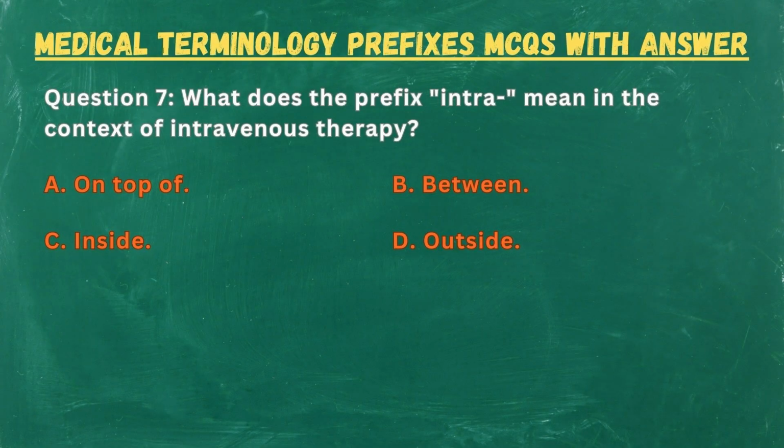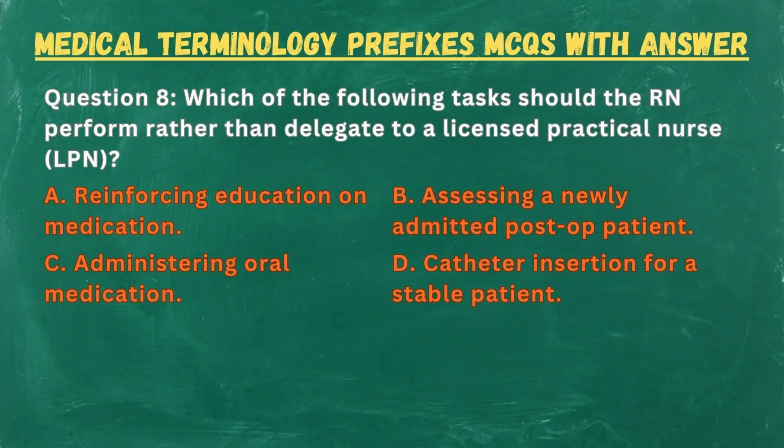Question 7. What does the prefix intra- mean in the context of intravenous therapy? A. On top of. B. Between. C. Inside. D. Outside. Answer: C. Inside.